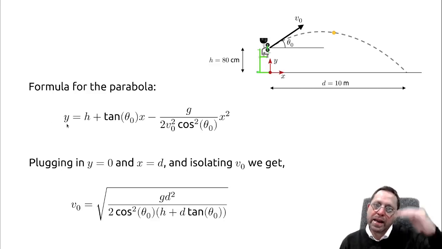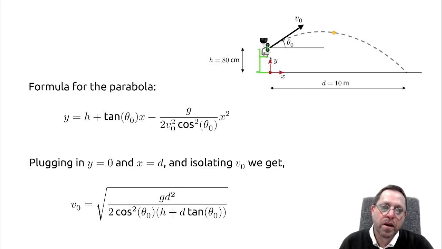y here is the height of the ball from the ground. So you see y measures the height from the ground, and x measures the distance traveled horizontally from the launch point. In this formula you can see when x is equal to 0, y is equal to h, and it is a quadratic, or a parabola, in x. So we can plug in the condition that it bounces at 10 meters, that is y is equal to 0 when x is equal to 10 meters.